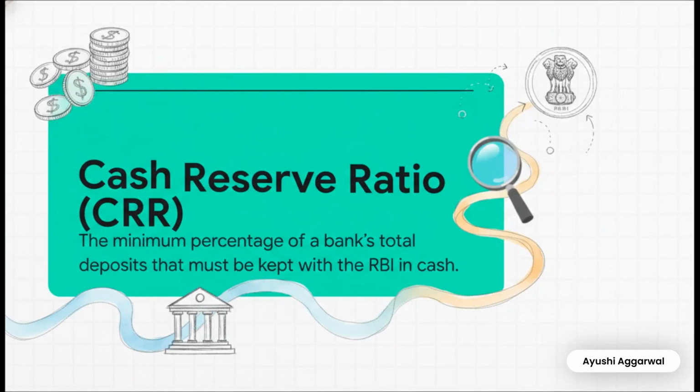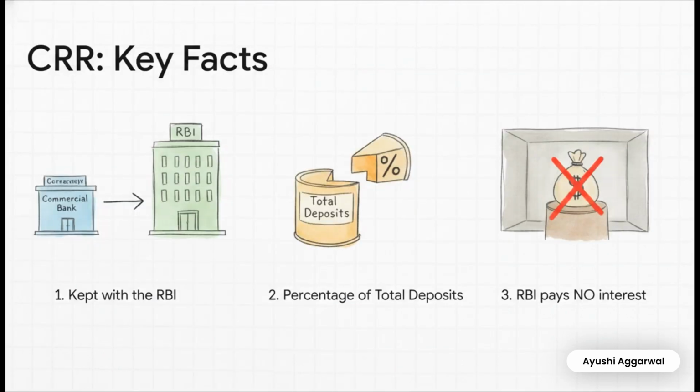All right, on to our next powerful tool, CRR, which stands for Cash Reserve Ratio. This is the minimum chunk or percentage of a bank's total deposits that it legally has to park with the RBI. It has to be in cash. The most important thing to remember here is that this money isn't with the bank, it's kept with the RBI. Pay close attention to this slide because these are 3 key facts that examiners love to use to make tricky questions. Fact 1, the money is kept with the RBI.